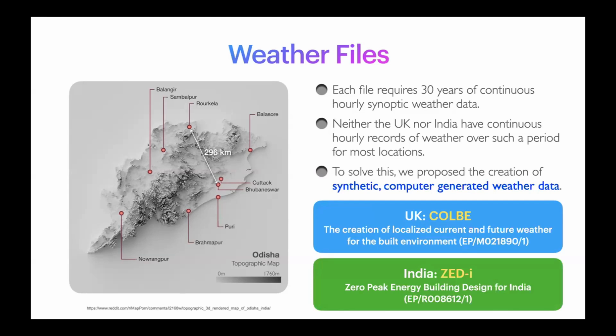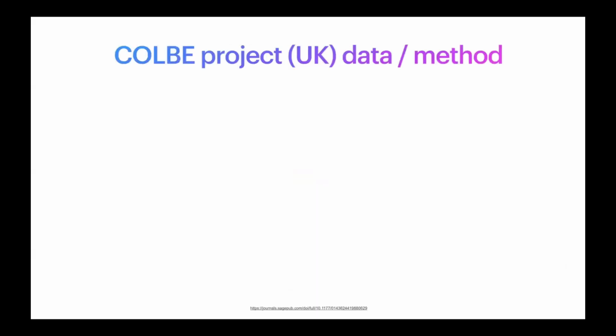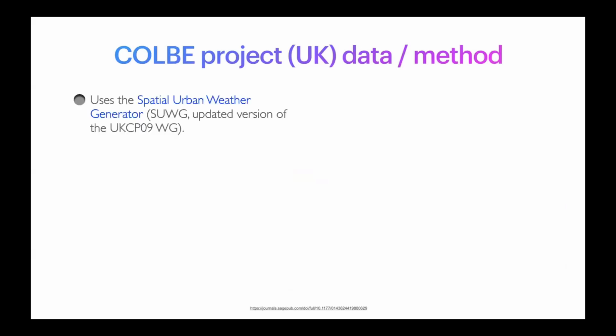And the India work, which started in 2017, was funded under a project called Zero Peak Energy Building Design for India, which is 50% UK funding and 50% Indian funding. The weather files part of the work is only one component of that India project for those who are interested. So what did we do with the UK project, which is the older project in this list?